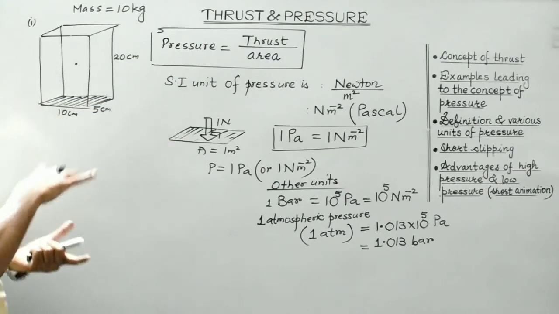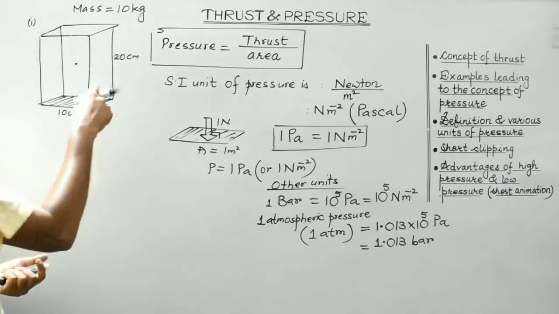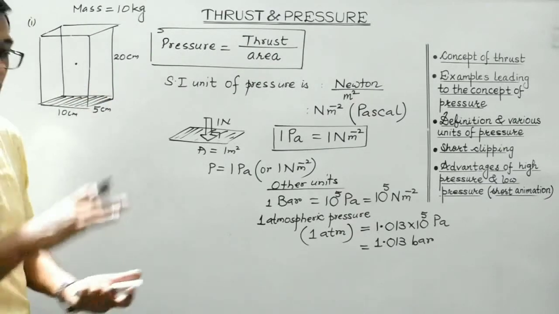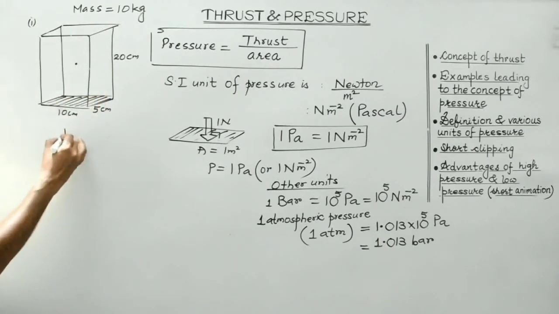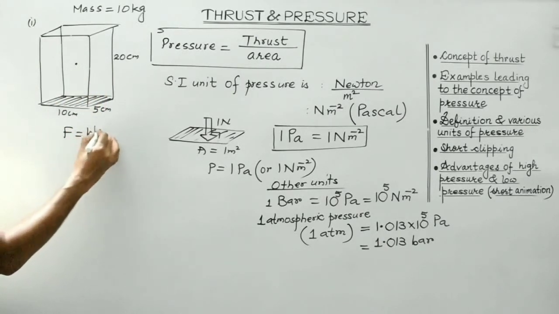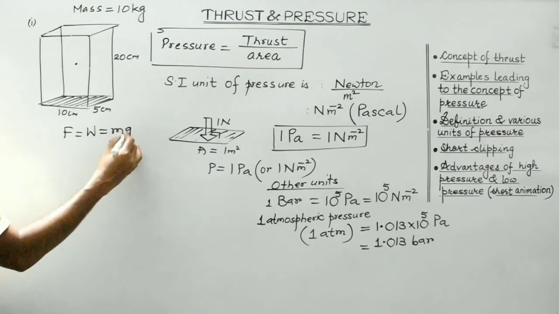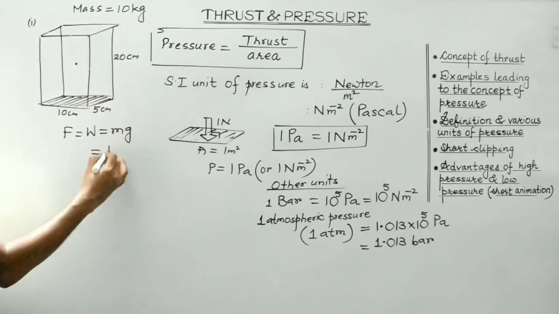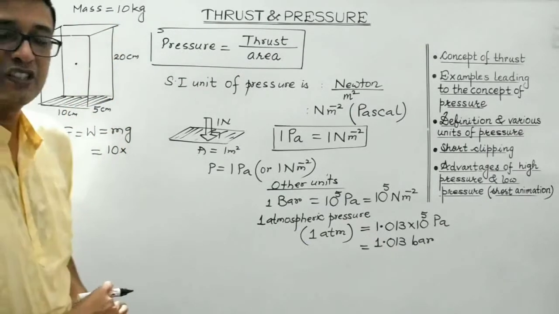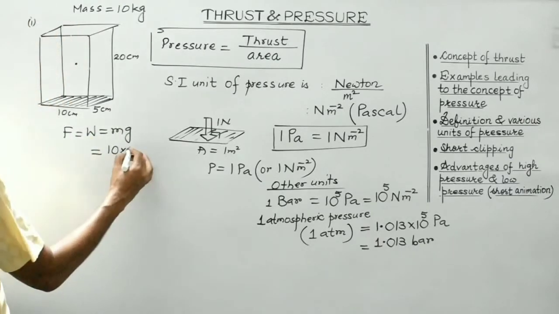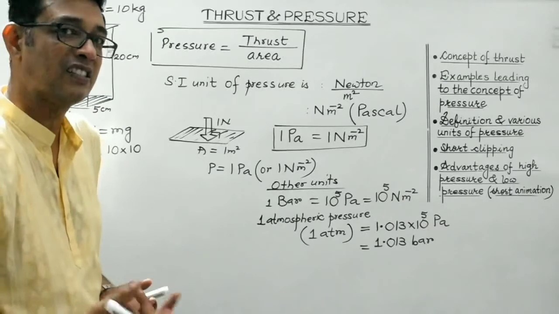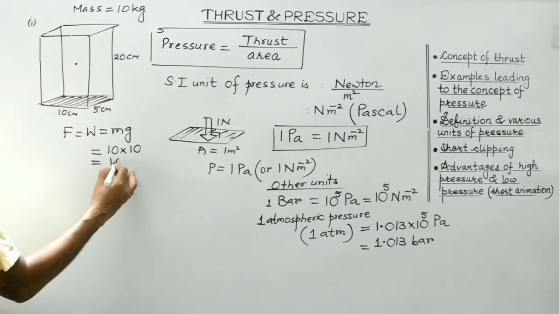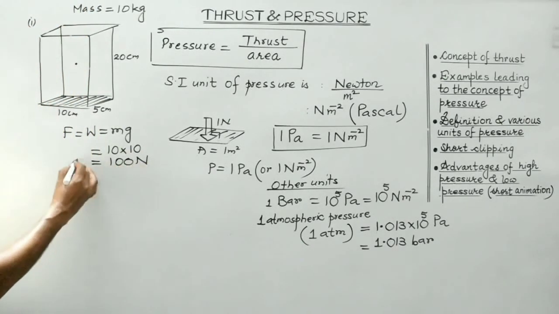Now, in the first scenario, it's placed like this, with this area in contact. What is the pressure exerted by this body on the surface in contact? So what will be the force? Force would be equal to weight, which is mg. Mass is 10. The value of g, the acceleration due to gravity, we can consider to be 10 instead of 9.8, just to simplify the calculations. So it will be equal to 100 Newton, right? This is the force.